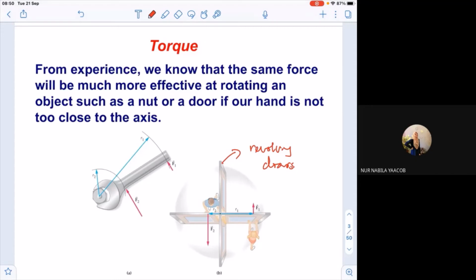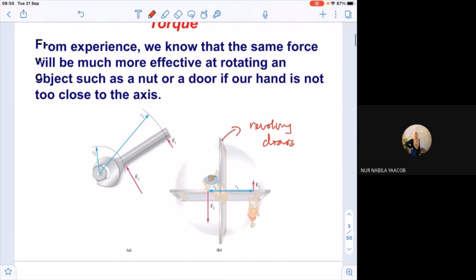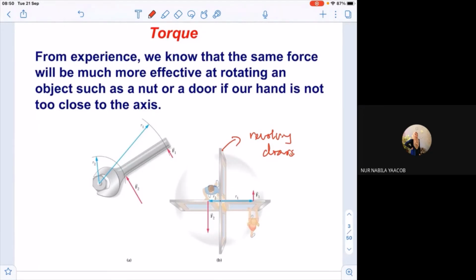So we have one man pushing the revolving door quite near the center of the rotation. This is called the center of rotation. And you have one child who pushes the door at the very end of the door, slightly away from the center of the rotation. So this is what happens when you look at this.